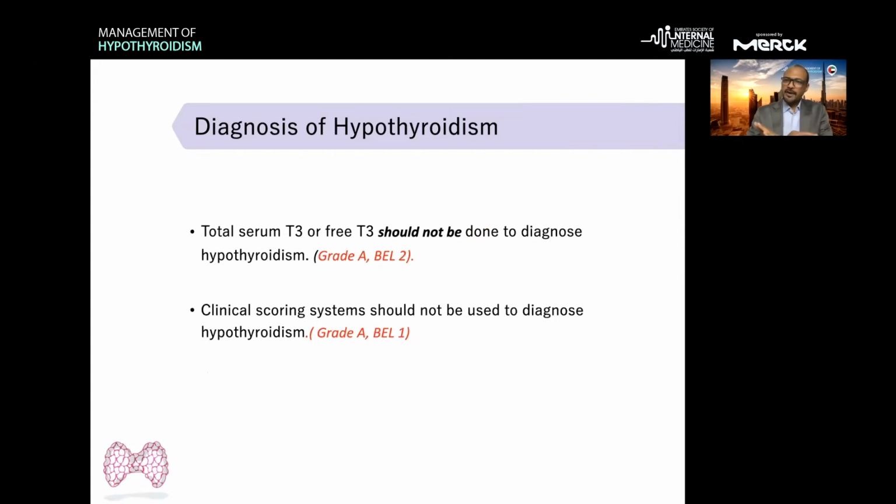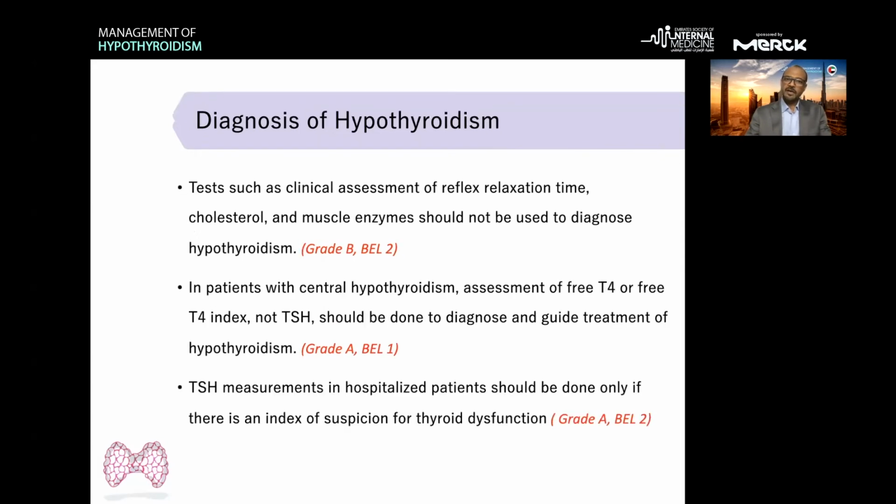We don't need any clinical scoring system for diagnosis of hypothyroidism. Now, as a clinician, you might think, okay, I need to check the patient clinically, I need to have a goiter, I need to have delayed ankle jerk. Even these clinical signs are not required for diagnosis of hypothyroidism.